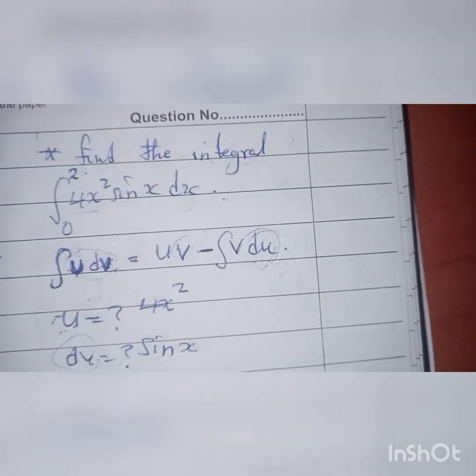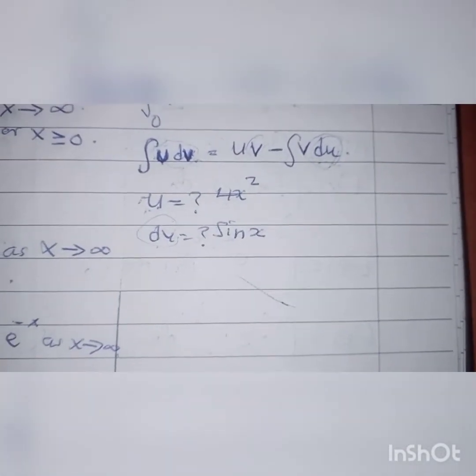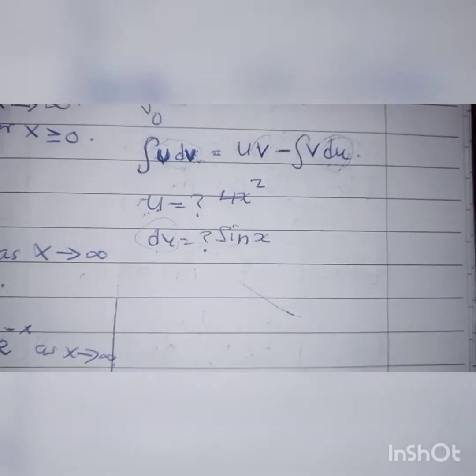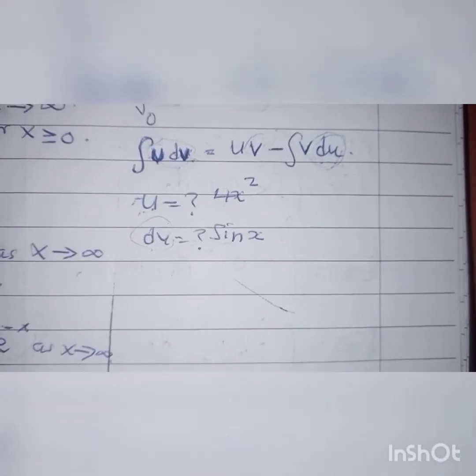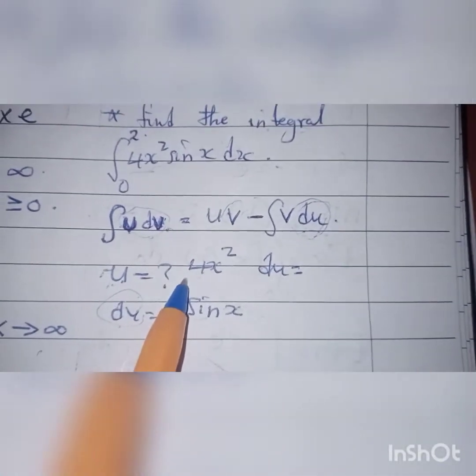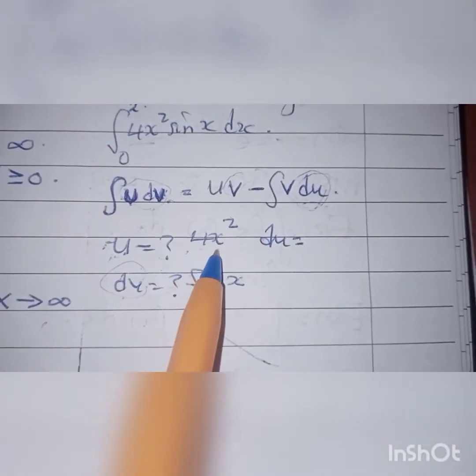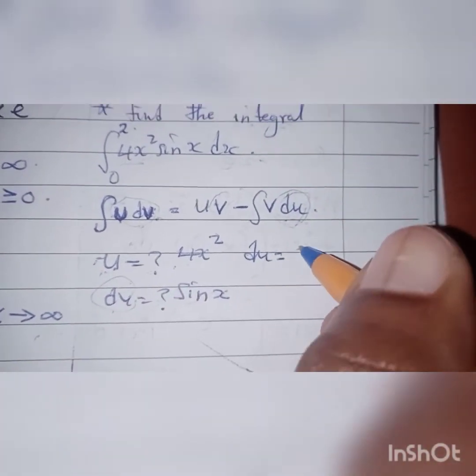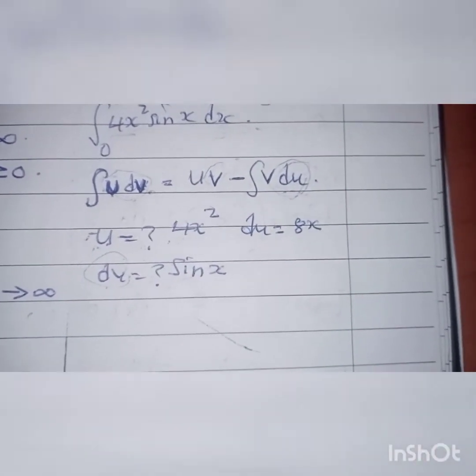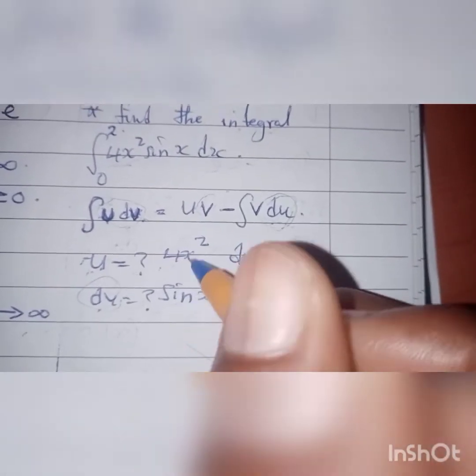Now you have correctly selected which function to be u and which function to be dv. Now, what is du? So du is the derivative. Du is just the derivative of this function, which is just 8x. And for dv, we want v. We have to integrate this function.